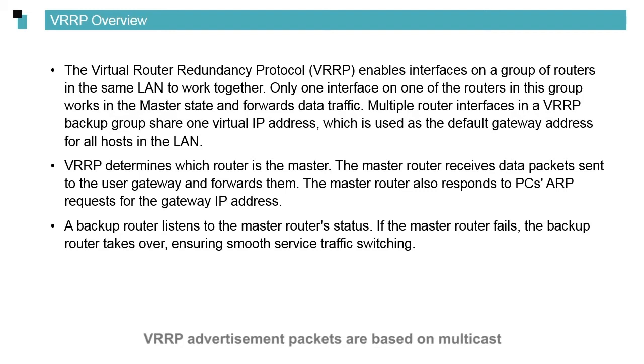VRRP advertisement packets are based on multicast. In the same VRRP backup group, multiple routers' interfaces share one virtual IP address as the default address of a gateway in the LAN. The interfaces work together, but only one master interface among them forwards traffic. VRRP determines the master router. A backup router listens to the status of the master router. If the master router fails, the backup router takes over.